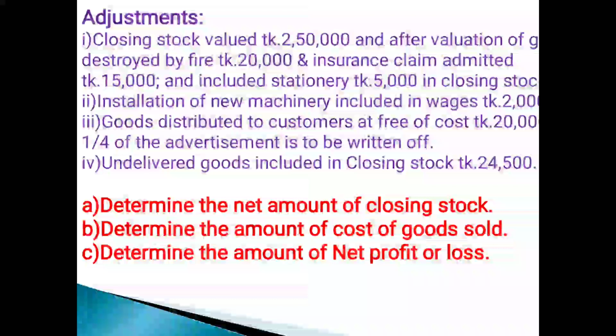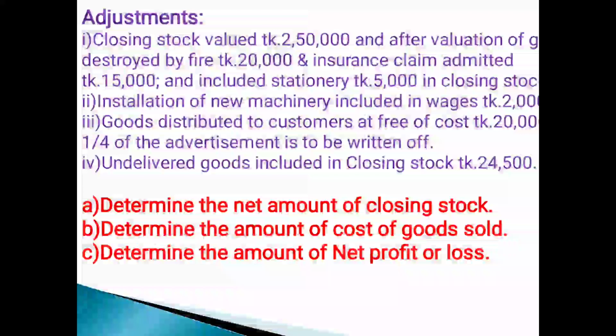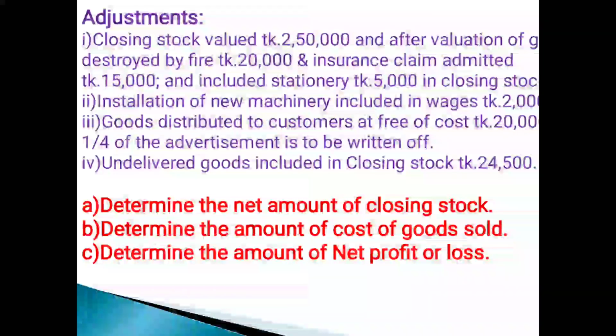But total amount of advertisement is taka 1 lakh, then one-fourth is written off. So three-fourths of advertisement is to be deferred. It will be deducted from the total advertisement amount, 75,000. So taka 25,000 is written in the middle column for advertisement expenses. Undelivered goods included in closing stock. Again, you have to deduct this amount of undelivered goods from the closing stock, taka 24,500.